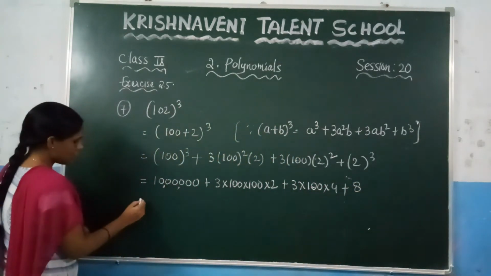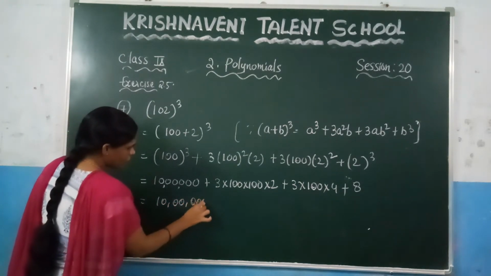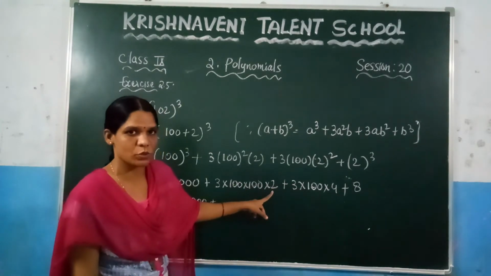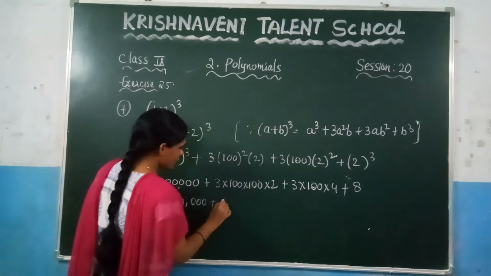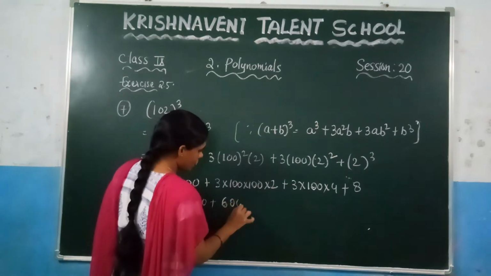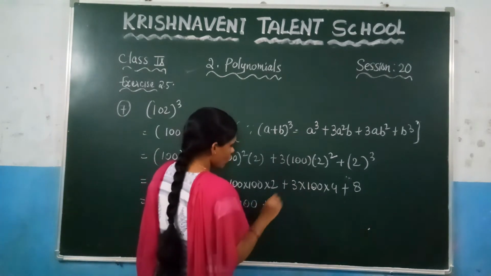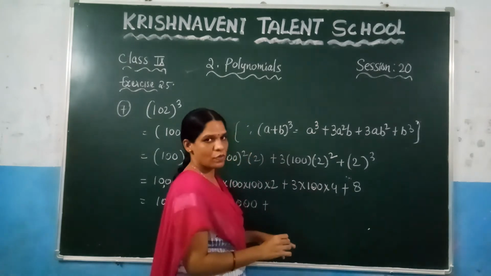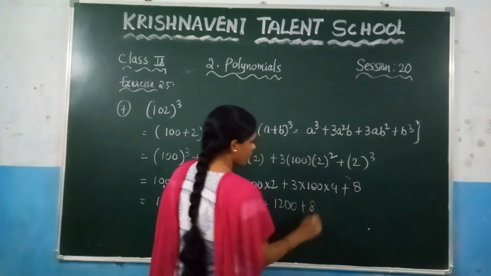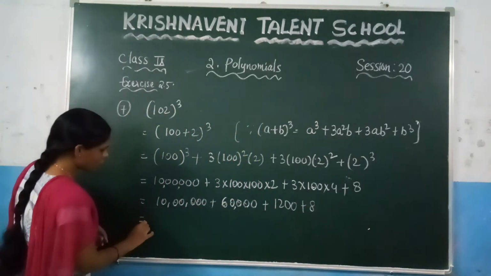Now add these values, which is 10 lakhs plus, now multiply 3 into 2, which is 6, into 1, which is 6. Now how many zeros are there here? Counted 4 zeros, so write 4 zeros. And after that plus 3 into 4, which is 12, into 100, which is 1200, plus 8. You need to add all these values. So after adding, what will you get here?